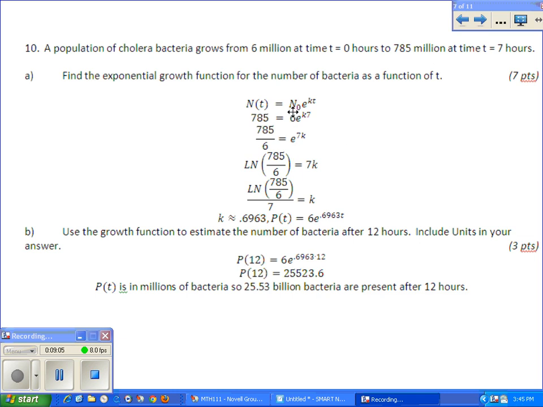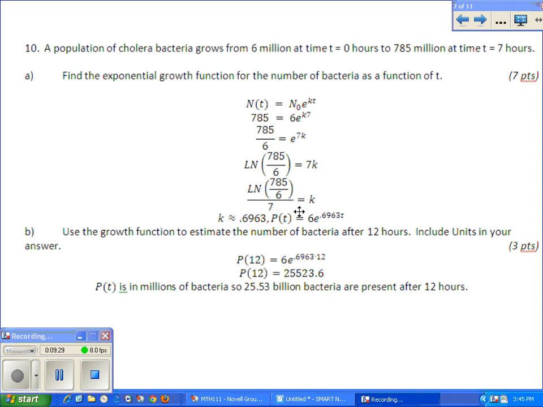So I know my initial population is 6. I know the population grows to 785 after 7 hours. What I don't know is the growth rate. I need to find k. So I'm going to divide by 6 to get my exponent function over here by itself. Then I can rewrite as a natural log. That allows me to get at the exponent.